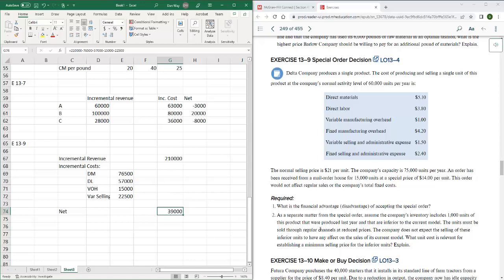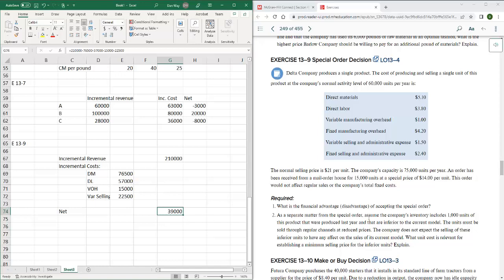Okay, now part 2 said, as a separate matter from the special order, assume the company's inventory includes 1,000 units of this product that were produced last year and are inferior to the current model. The units must be sold through regular channels at reduced prices. The company does not expect the selling of these inferior units to have any effect on the sales of its current model. What unit cost is relevant for establishing a minimum selling price for the inferior units?